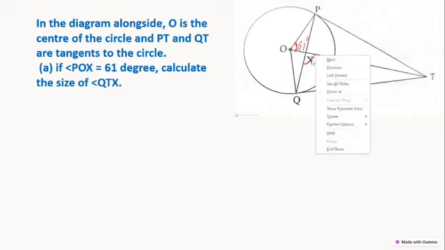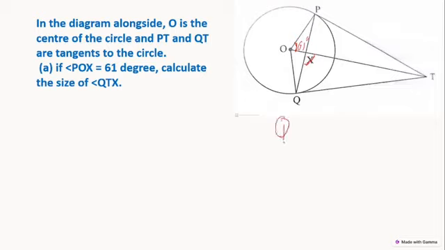They want us to find this angle because they are saying you need to find the angle QTX. Sorry, not this angle. QTX, this angle right here. This is the angle they want us to find, not this angle right there. So I hope you are following. Make sure you follow through. So they want us to find this angle right here because they have said QTX.